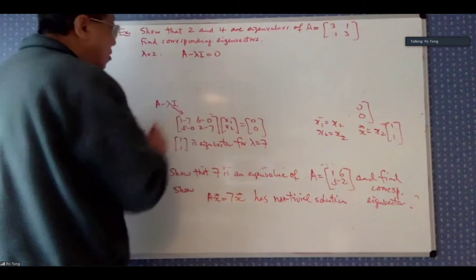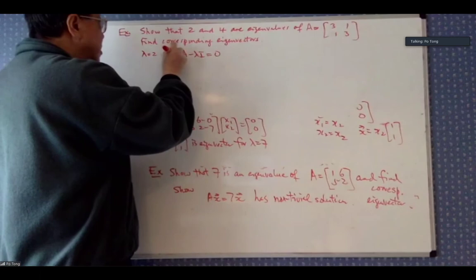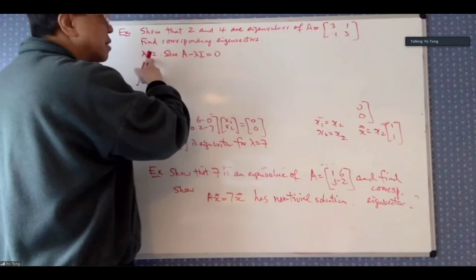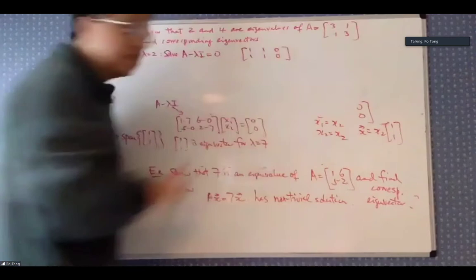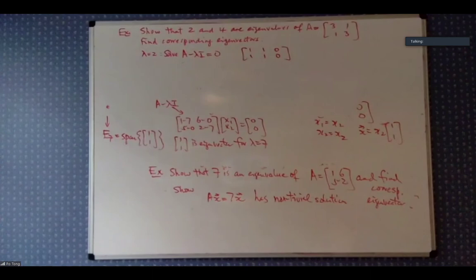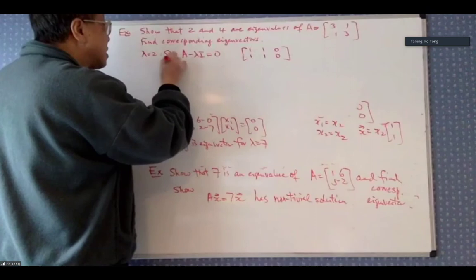We basically need to solve this. So A minus lambda I will be, what is lambda? Lambda equal to 2. So you subtract 2 here, subtract 2 here. So you have 1, 1, 1, 1, 0, 0. I'm kind of skipping some steps. Do you guys follow? I'm actually trying to find the null space of A minus lambda I.